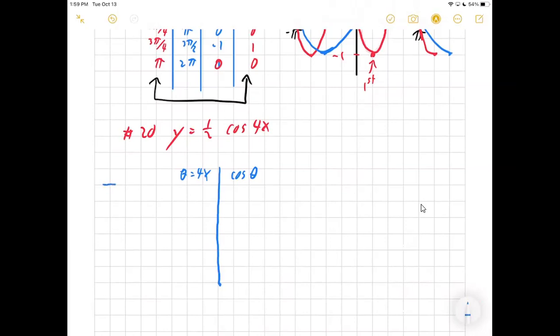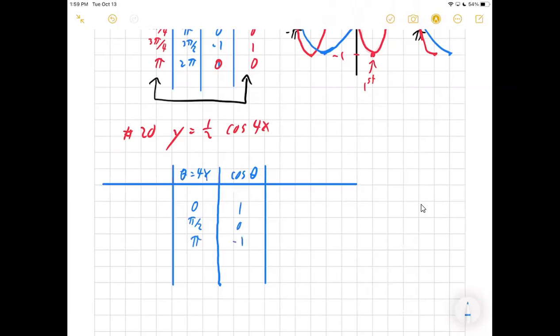And then we're gonna leave a little space here. Okay, and let me just make a line and another vertical line. Okay, and then we need to go forward from here. So for cosine, the key values will be 1, 0, -1, 0, and 1, at 0, pi over 2, pi, 3 pi over 2, and 2 pi. So that's what the cosine function does.